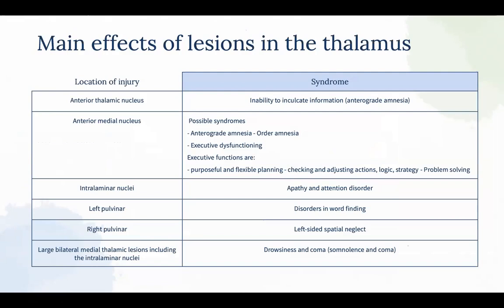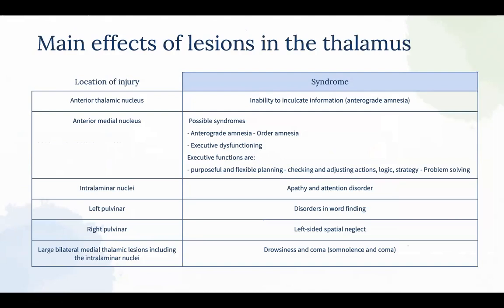طيب in case of a lesion in the thalamus إيش ممكن يصير؟ So الanterior thalamic nucleus زي ما قلنا في البداية it's involved in memory. So إذا حصل فيها lesion أو injury راح يكون في inability to inculcate information. ما يقدر الواحد يكون memories جديدة which is called anterograde amnesia.